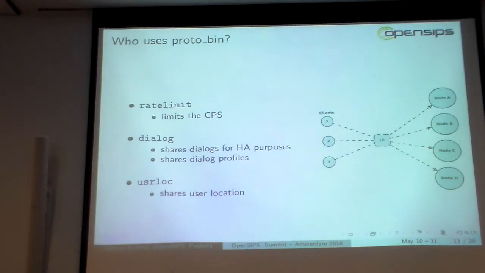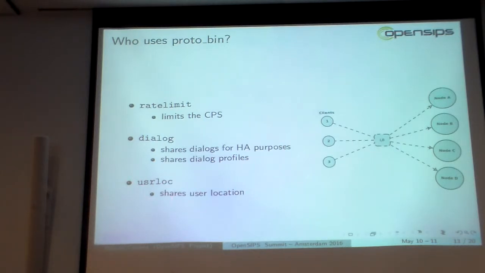So basically these two nodes should share this rate limit context. Again, dialogs can be shared in order to offer high availability, something we discussed earlier. So in case one node goes down, the other node can handle the same dialog. You can also share dialog profiles. Dialog profiles are used to group dialogs based on, I don't know, certain profiles like incoming, outgoing. This way you can limit the outgoing dialogs or the outgoing calls or PSTN calls. They are very useful, and you can also use the user location.